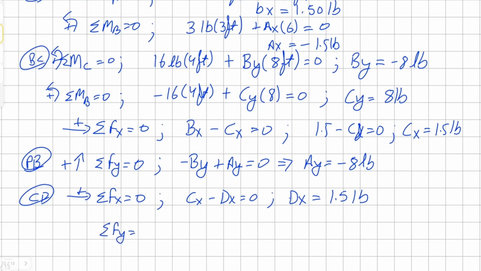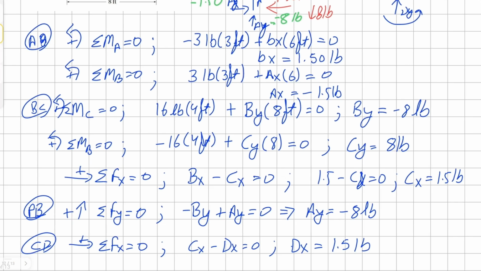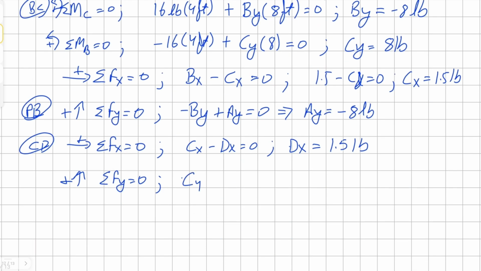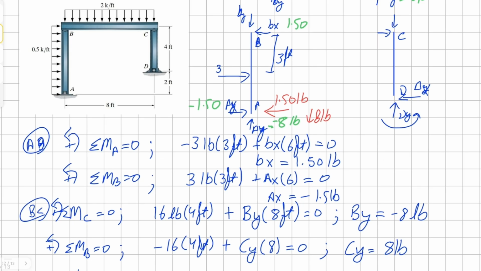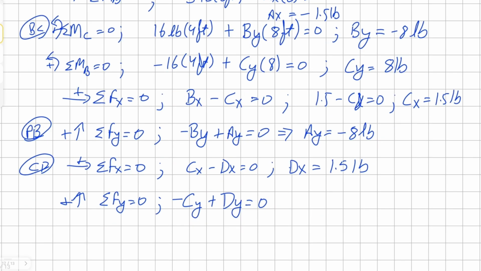Now, sum of the vertical components. Cy, our vertical component at C, is negative, and the vertical component at D is positive. All of this is equal to 0. The vertical component is negative 8, and we know that Cy is equal to Dy, therefore it's 8 pounds.